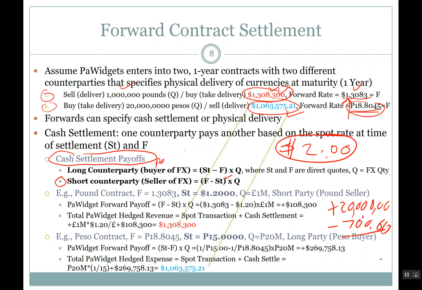Also, it's just kind of easier. I don't have to wire you pounds. We'll just figure out who won, lost, and send one check. So one check's better than two checks, right?